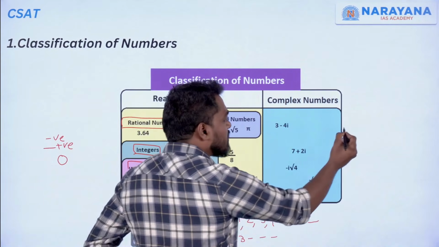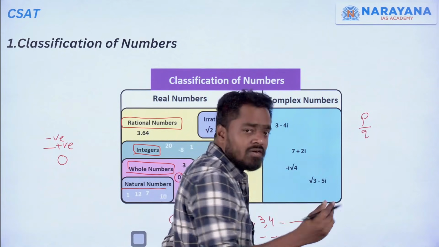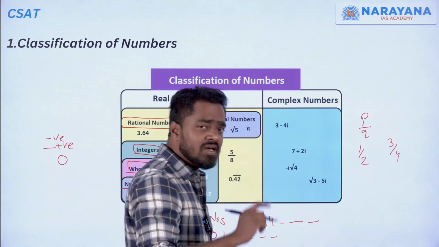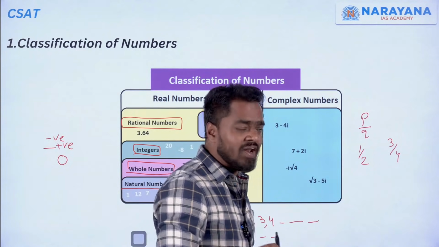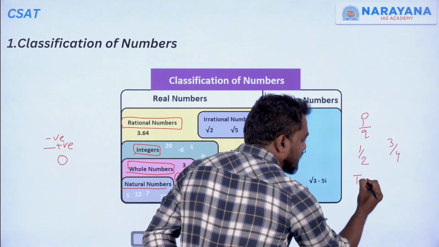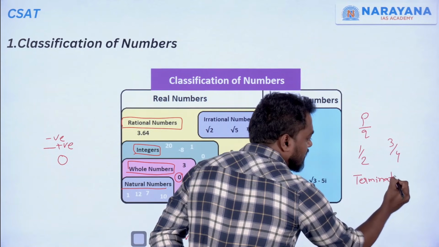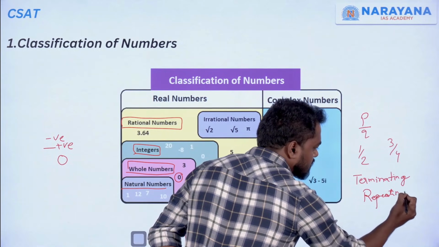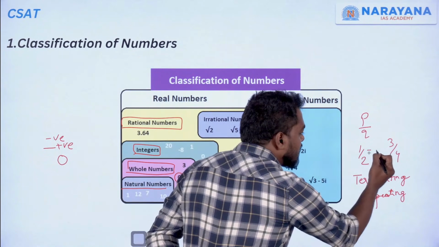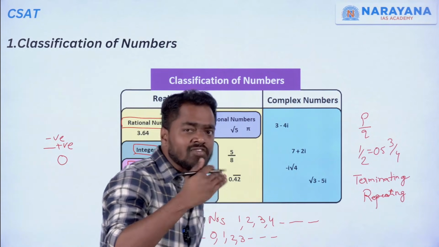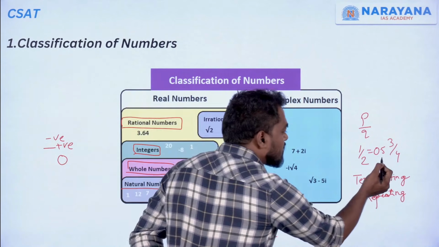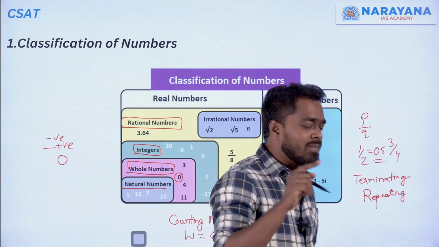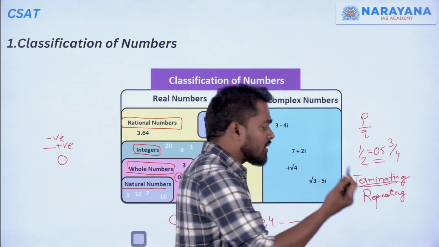So rational numbers are any numbers that can be expressed in the form of a fraction. For example, 1 by 2, 3 by 4. Also, one important thing is the decimal form. In the decimal form of these fractional numbers, they should be terminating or repeating. So if you convert 1 by 2 into decimal form, it will be 0.5. After 0.5, the number ends. So this is called a terminating decimal. For a number to be a rational number, it must be either a terminating decimal or a repeating decimal.